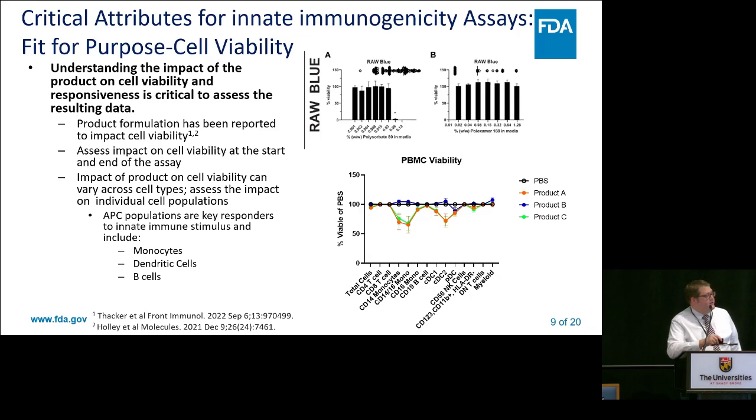And then at the bottom, this is reiterating what has been demonstrated by the other speakers. You can see definitely the APC populations appear to be much more sensitive to drug products or excipient components, which is why we are asking that these specific populations be monitored, because we found initially if you look at total bulk viability, you'll miss these smaller cell populations that are key responders in the innate immune response.